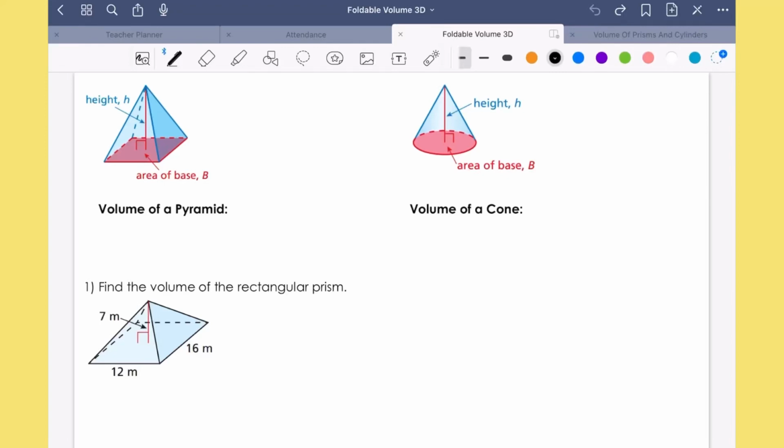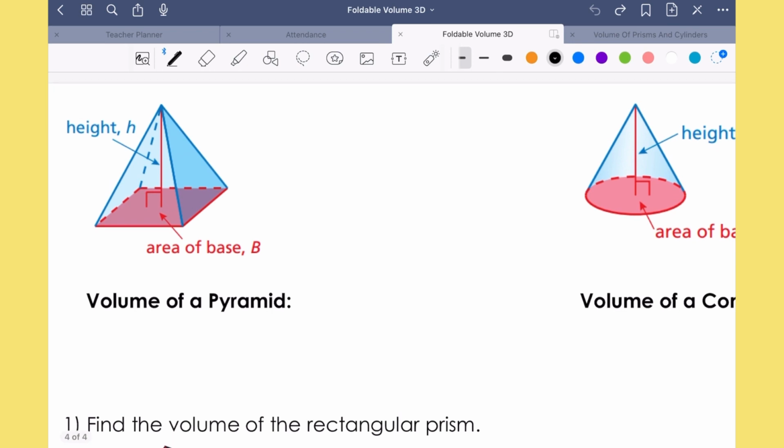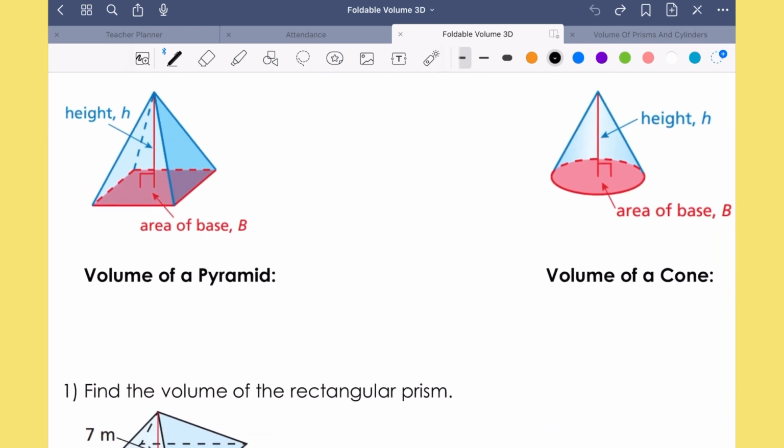And today we're going to be filling out our volume notes for pyramids and cones. And let's get started. So we're going to start with a pyramid. Remember that with pyramids and cones, there's only one base, not two bases. And so for our volume formulas, they're going to look a little bit different than prisms and cylinders.